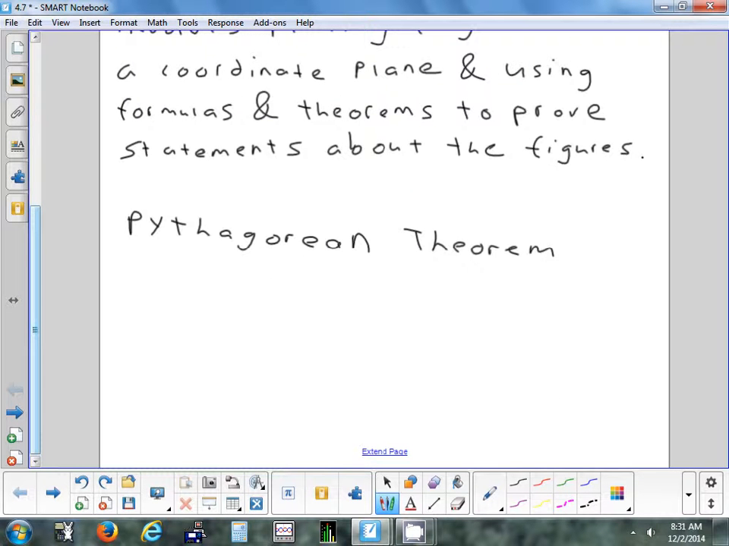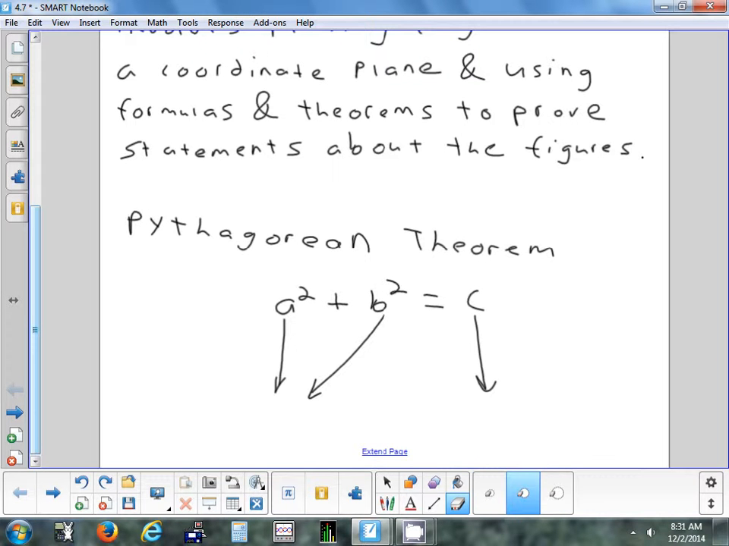Anybody know what the formula is? We normally use certain letters, but again, you can use any letters you want, really. Luke? A squared plus b squared equals c squared. Yep. A squared plus b squared equals c squared. What's A and what's B? Legs. Yep, those are legs. And C? Hypotenuse. Yep.